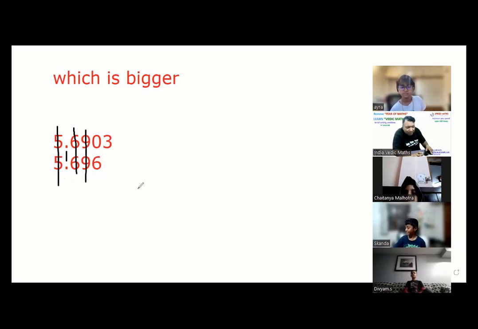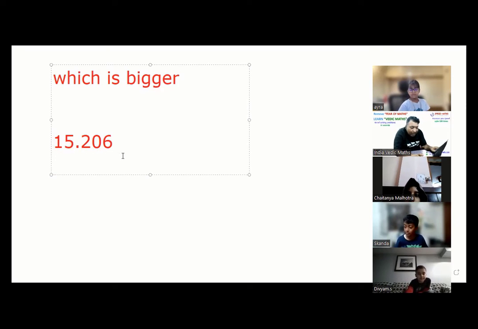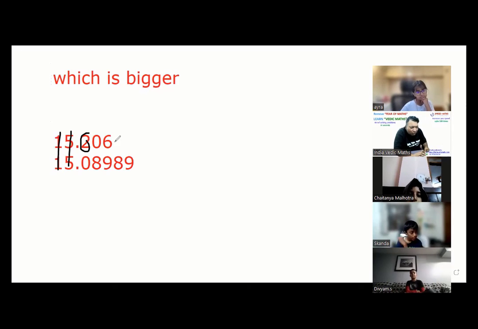Last question for Divyam, then Panash. Then everybody will do. So tell me, Divyam, if I change your question to this, 15.206 and 15.08999989. Tell me which number is bigger and why. It's Divyam. The top one because 2 is bigger than 0. Correct. Very nice. This is equal. This is equal. Sir, 2 is bigger than 0. This number is bigger. Very good.